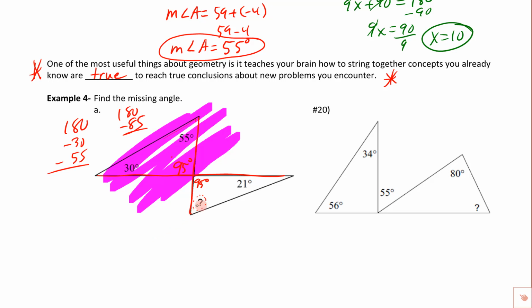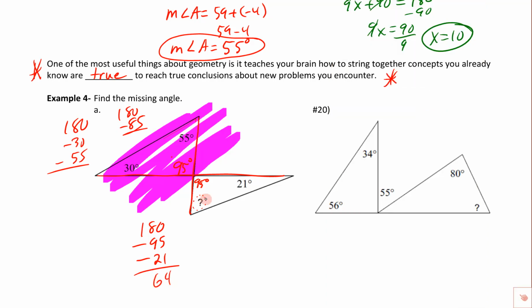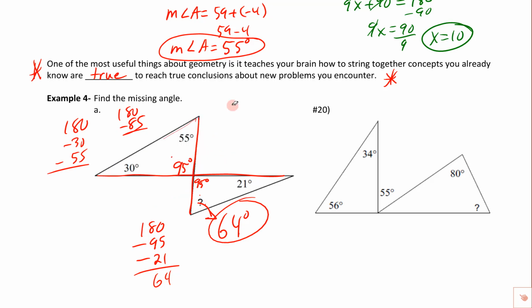problem, and I can say, look, if I want to find what that is, I can take 180 and I can subtract 95 and I can subtract 21, and that's going to give me what the answer is. So I'll pull up the calculator, type those in, and we're all set to go. So I threw that in the calculator. I got the 180 minus 95 minus 21. I got 64. So the answer on this is 64. So that missing angle right there, this angle that they wanted us to find, is 64 degrees. So I'm going to circle that, and we are all set to go.